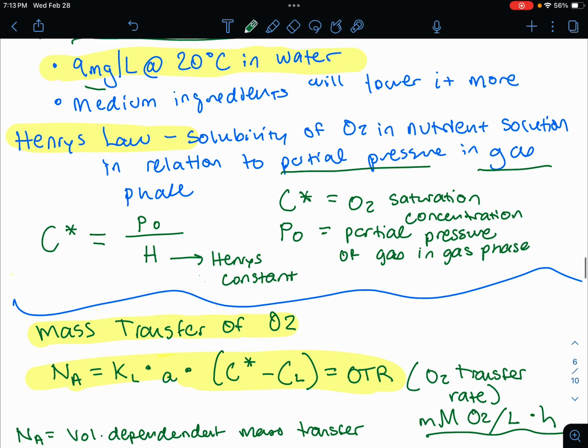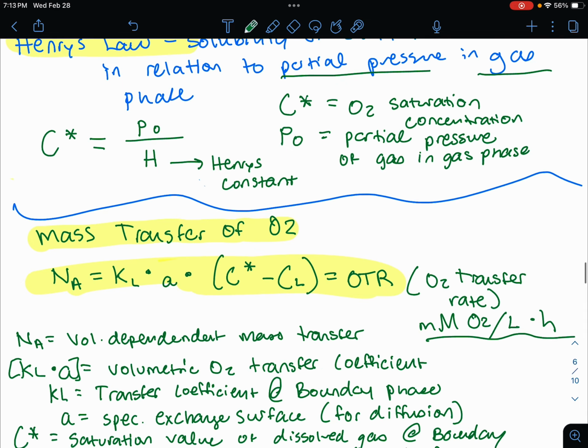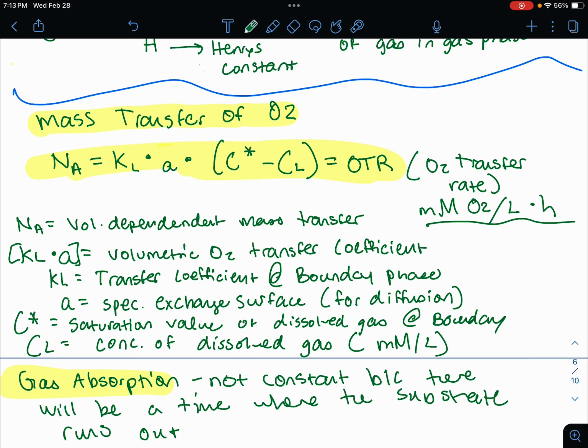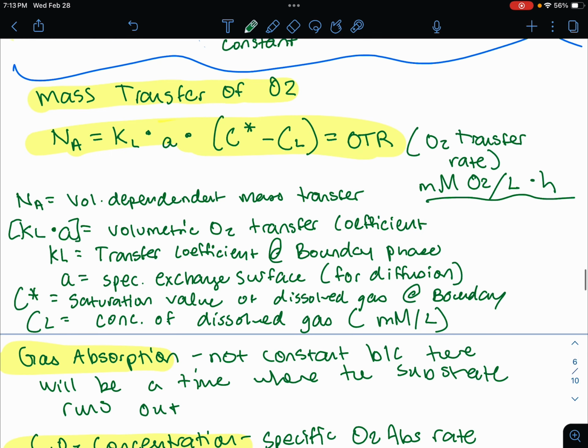Versus Henry's law, which isn't showing mass transfer. Solubility of gases is shown by Henry's law, where C* is the O2 saturation concentration, equal to the partial pressure of gas in gas phase over Henry's constant. That's Henry's law. And also remember the C*, it's different in the mass transfer of oxygen equation too.